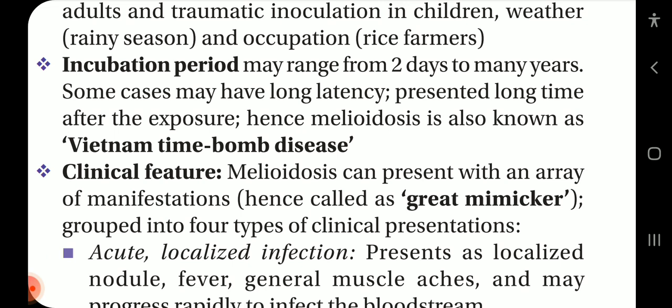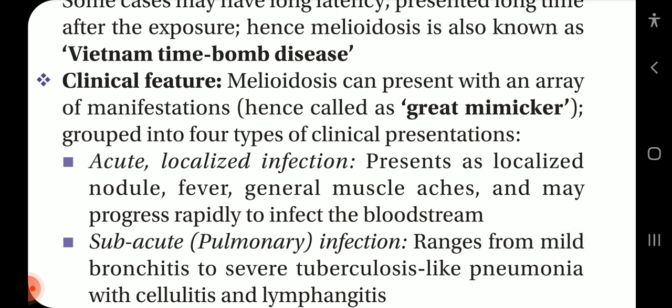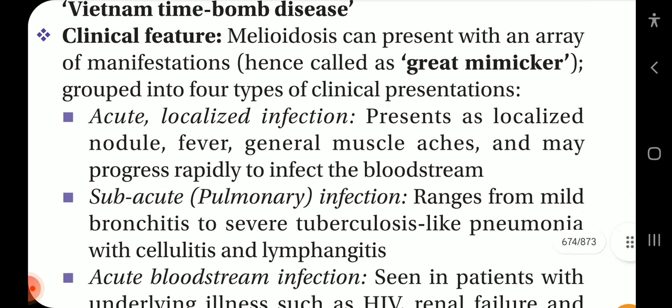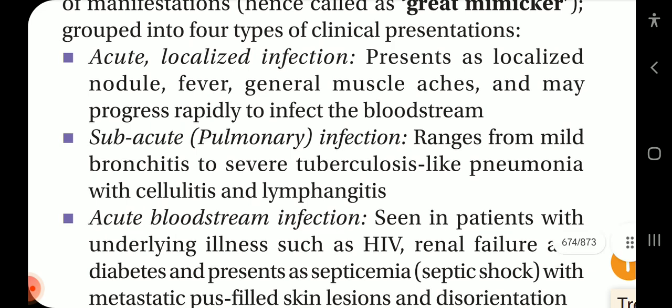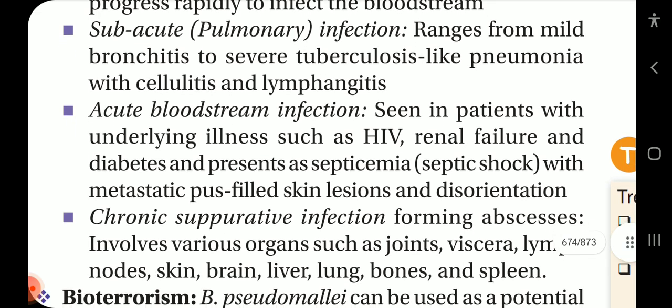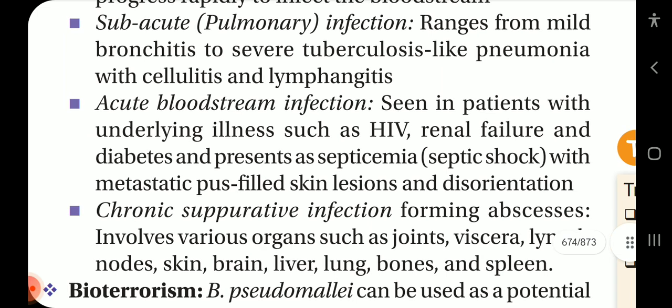Clinical feature: melioidosis can present with an array of manifestations, hence called the great mimicker. Grouped into 4 types of clinical presentation: acute localized infection, presenting as a localized nodule, fever, general muscle ache, and many progress rapidly to infect the bloodstream. Subacute pulmonary infection ranges from mild bronchitis to severe tuberculosis-like pneumonia with cellulitis and lymphangitis.